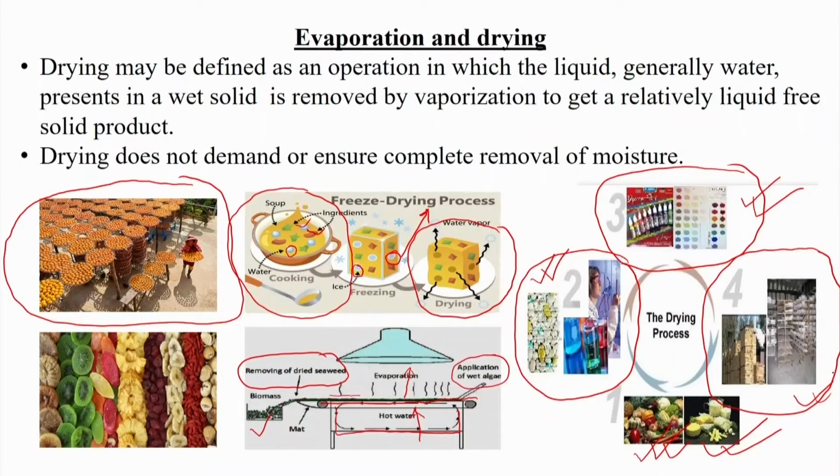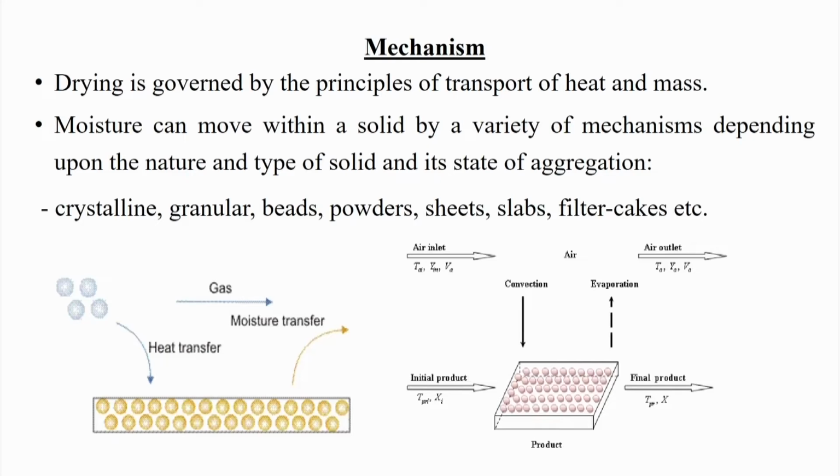Okay. Now, we will be discussing the mechanism of the drying process. Drying is governed by the principles of transport of heat and mass, just like humidification and dehumidification operations, or it is another example of a simultaneous heat and mass transfer process. Moisture can move within a solid by a variety of mechanisms depending upon the nature and type of the solid and its state of aggregation. So, we will be discussing in detail the different mechanisms for the drying of different products.